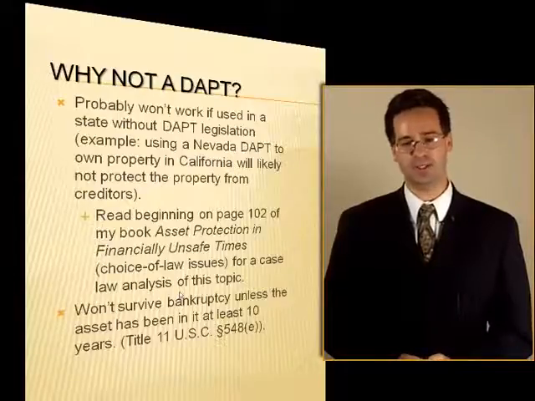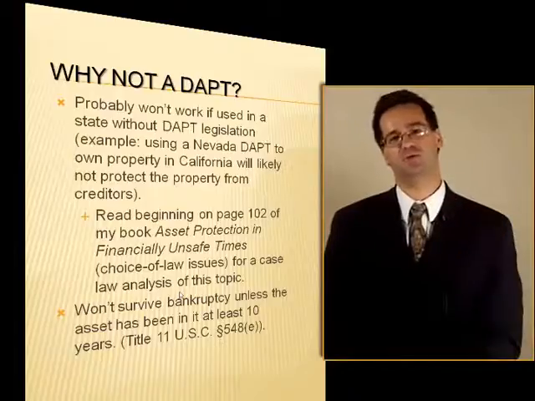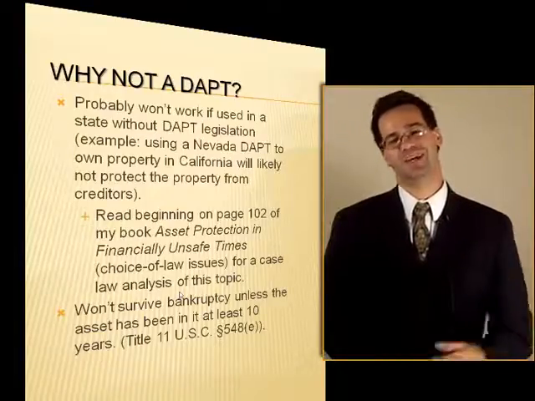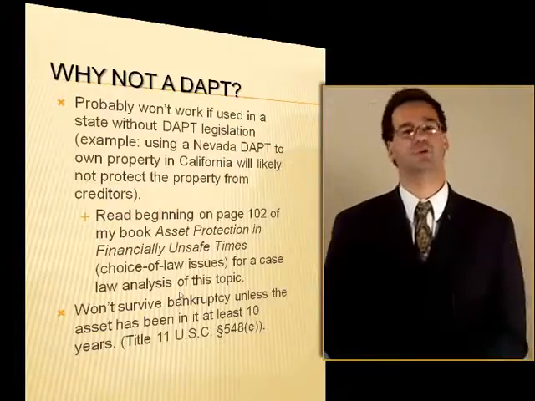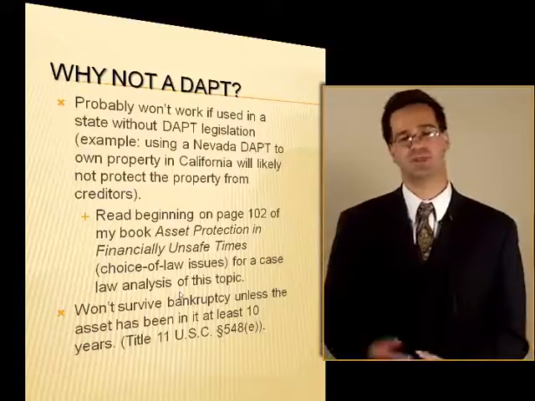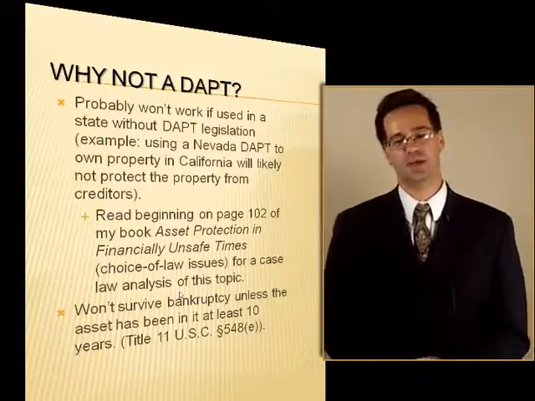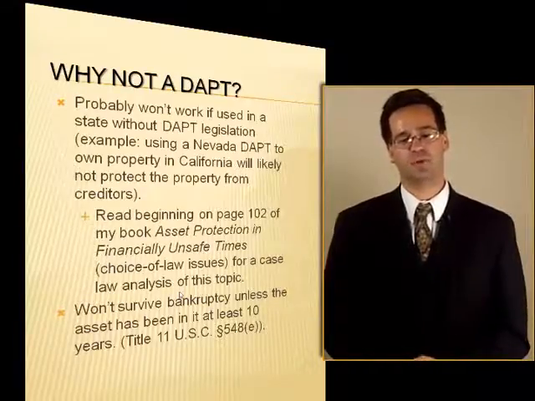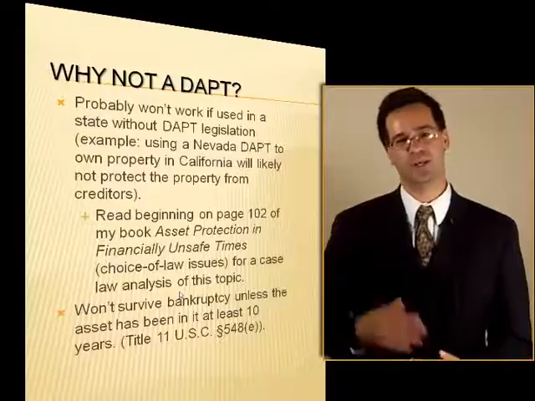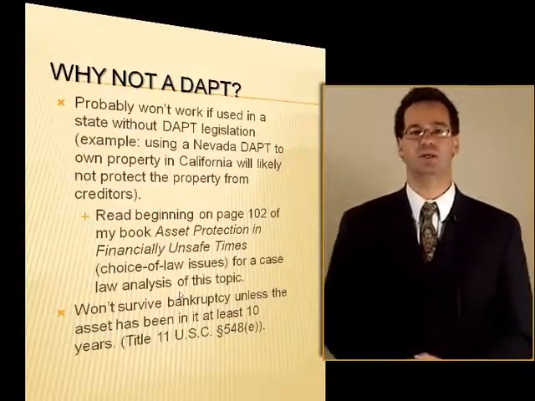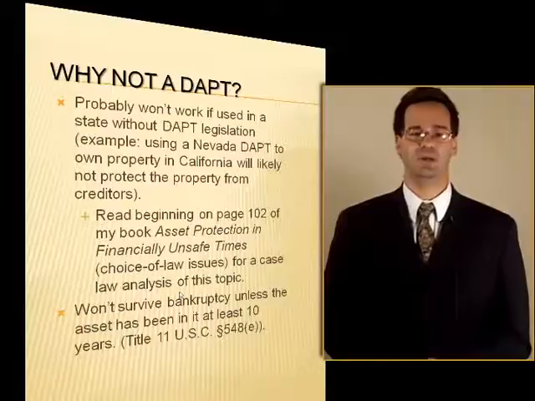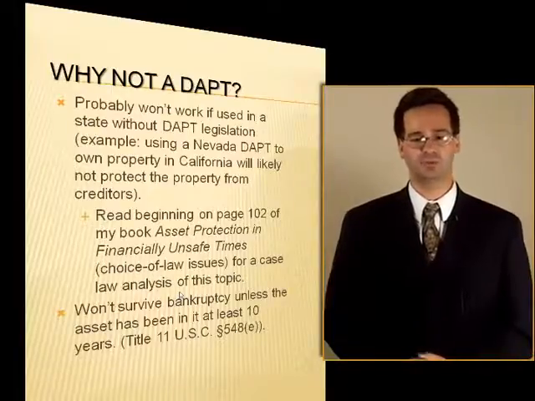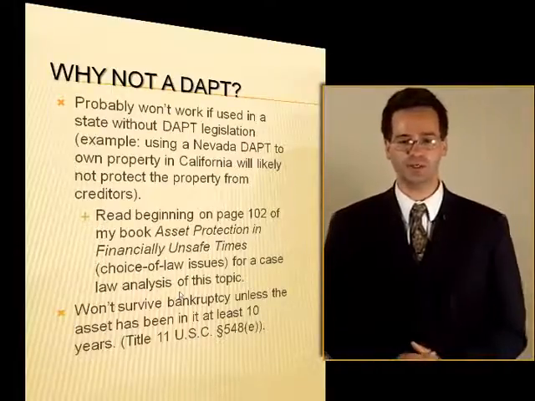Also, a DAPT is a self-settled trust, and if you put an asset into a self-settled trust, bankruptcy law says it has to be there at least 10 years for it to survive bankruptcy, for the asset in that trust to survive Chapter 7. So non-QPRT, you don't have that problem. You don't have to wait 10 years and then declare bankruptcy under this bankruptcy statute.